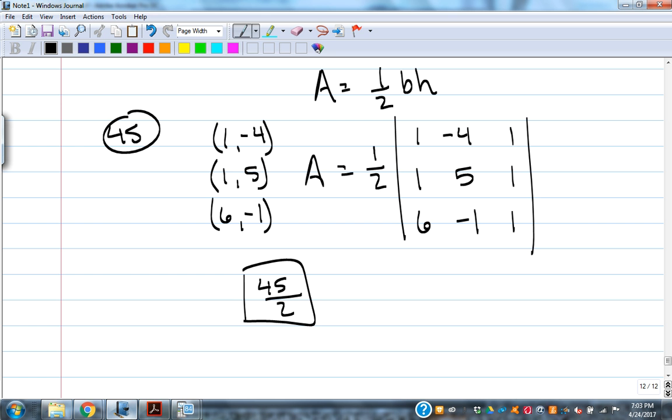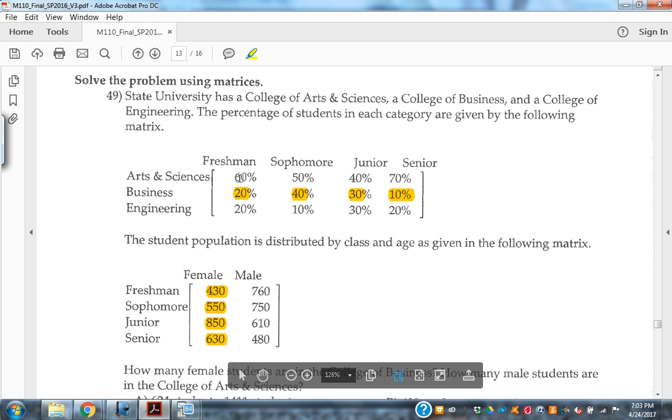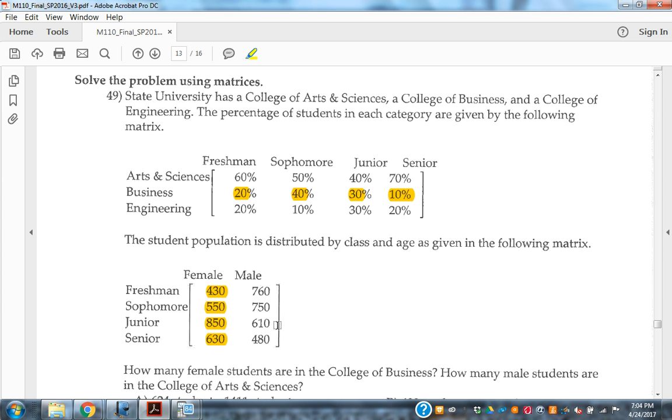Number 50. On the males, you take these percentages that are in the arts and times, for the freshman, 760 times 60%, 50% times 750, 40% times 610, 70% times 480, and add all those values up. And that's going to get you the number of males in the arts and sciences.